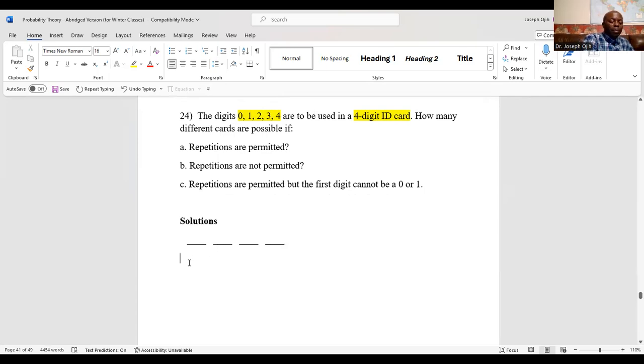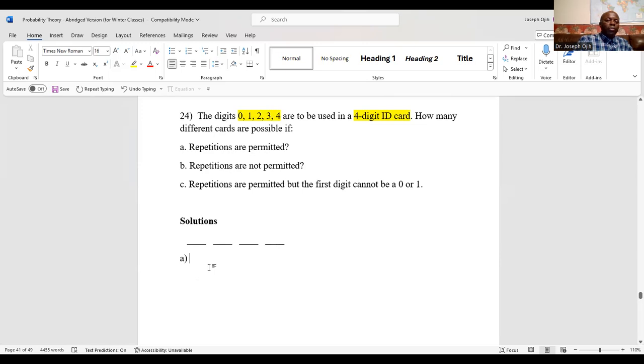Now, you say repetitions are permitted. And we have these numbers to choose from: 0, 1, 2, 3, 4, 5 numbers. If repetitions are permitted, if 0 is used here, it can also be used in any slot, in any order. Same thing with 1, 2, 3. Any of these numbers can be used in any of these slots in any order. Because it says here that repetitions are permitted.